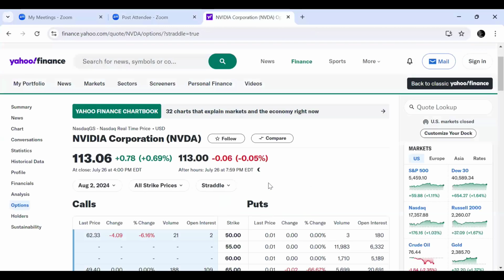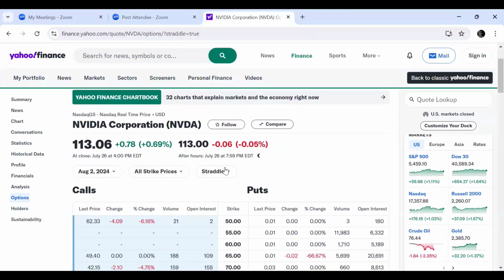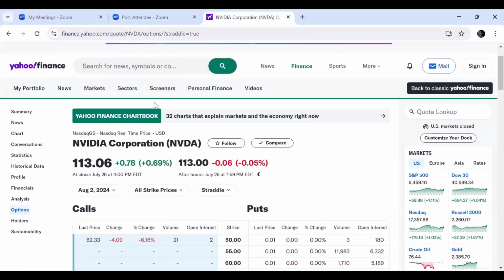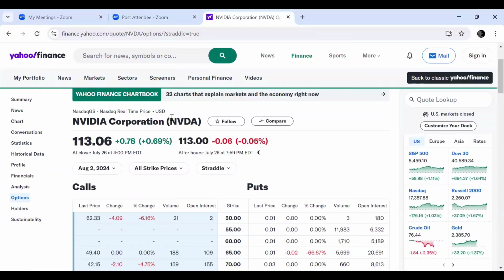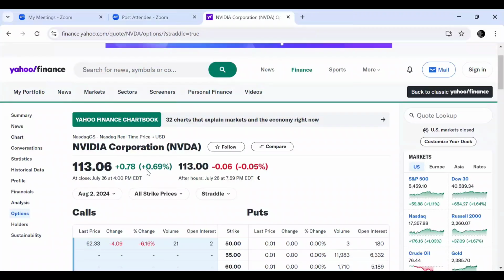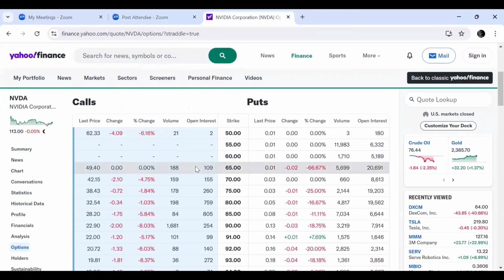So here, stocks typically do not double in value or drop to zero overnight. Instead, they move within a certain range which can be analyzed. So here you can see, this is known as open interest of NVIDIA. And you can see here the current price of NVIDIA is $113 as of now.